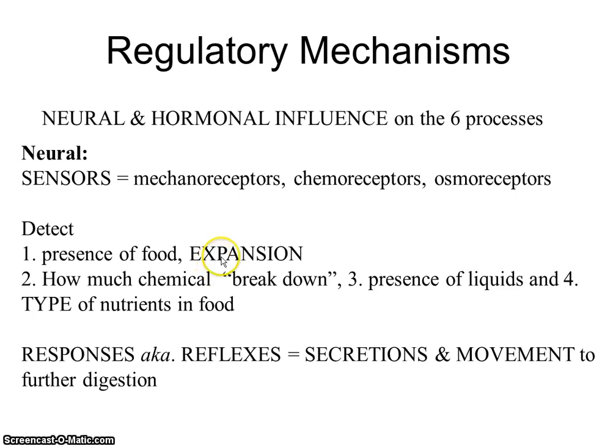As soon as there's something in the tract, it is stretched, and that sets up a sensory signal sent to the brain. How much chemical breakdown has occurred, the chemoreceptors can detect, because remember, the job of the tract is to chemically break apart these molecules that you eat. And the presence of food and liquids can also do some stretch and some concentration here for osmoreceptors, and the type of nutrients. This is appropriate because the sensors can then direct what the tissues, cells, and structures should be doing.